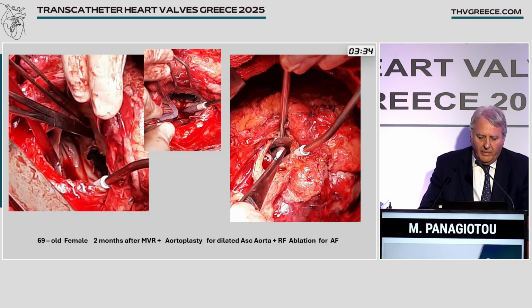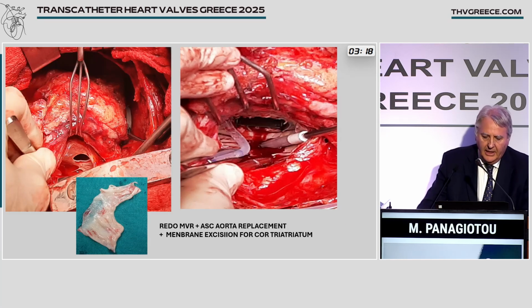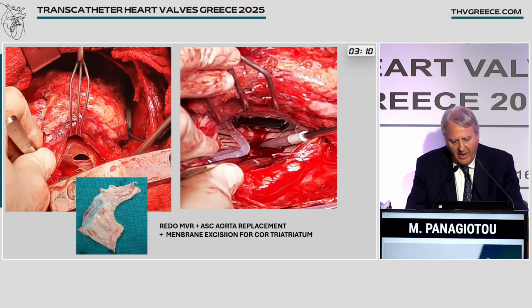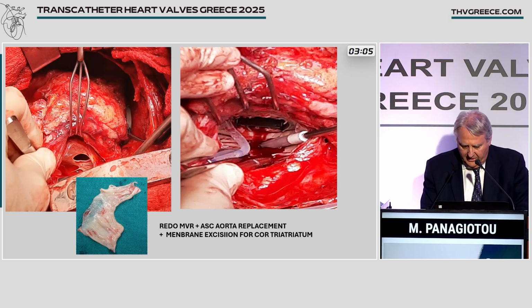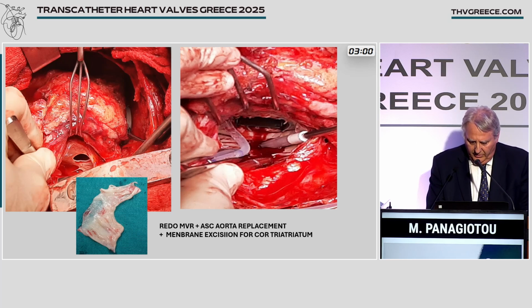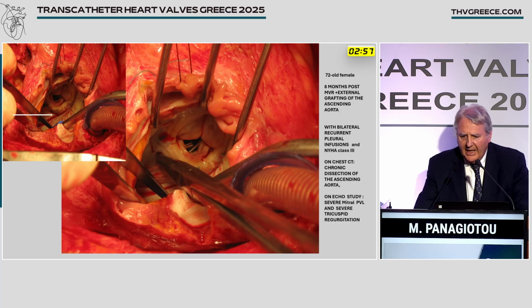69-year-old female, 2 months after mitral valve replacement, aortoplasty for dilated ascending aorta plus radiofrequency ablation for AF in another hospital. She was in heart failure with bilateral pleural effusion, and we did a redo mitral valve replacement. We replaced the ascending aorta and we excised the membrane because the patient had cor triatriatum, and it was not realized by the first operator because he went through the right atrium and not through a left atriotomy.